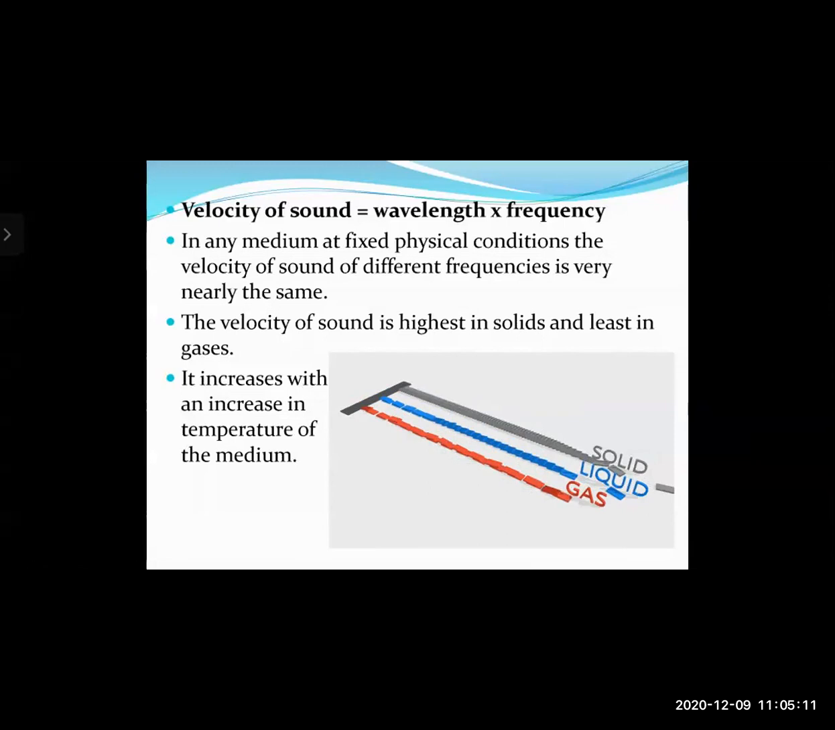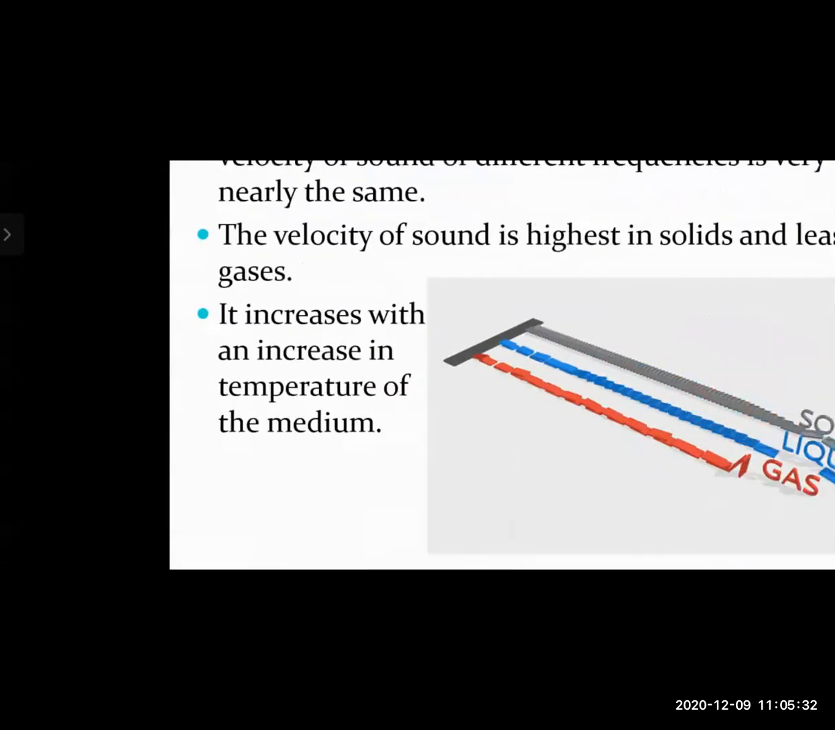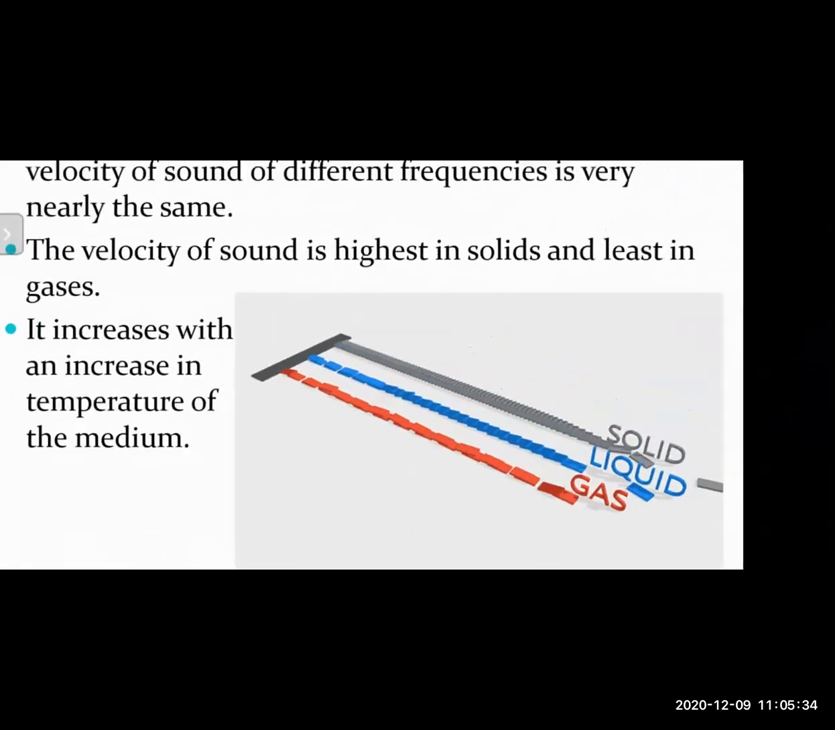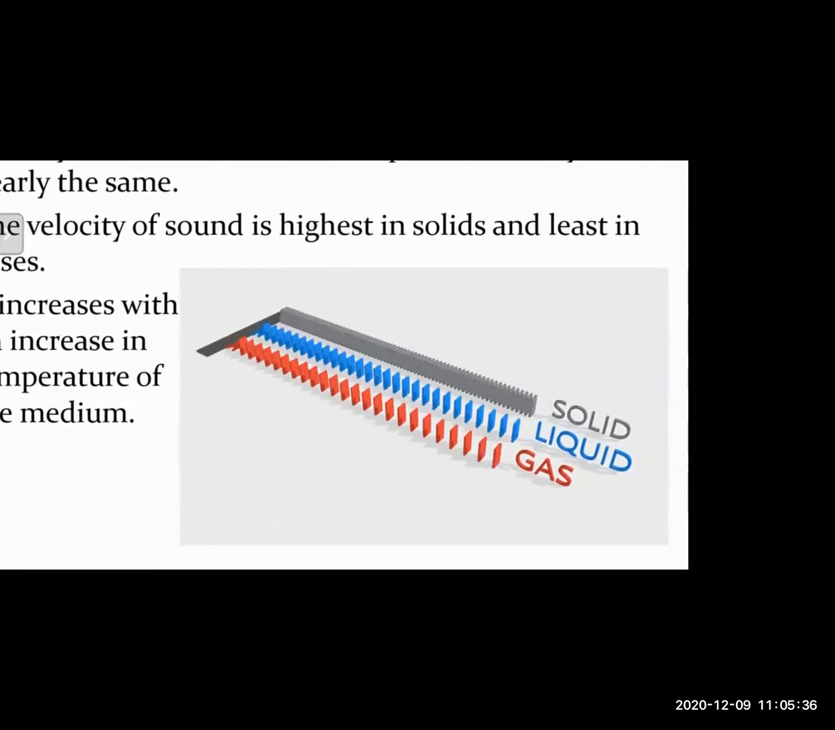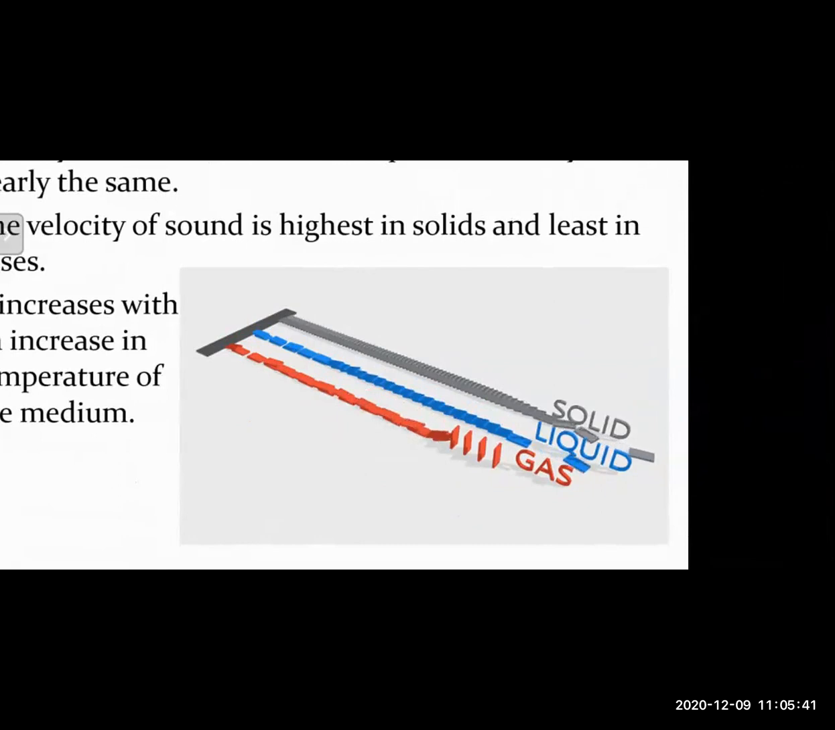Then the next important concept is the velocity of sound is highest in solids and least in gases. Yes, sound travels faster in solids, then a bit slower in liquids and slowest in gases. If you can see the diagram here, it is just a simple representation of how sound will travel. You can see the wave going faster in the solid, a bit slower in liquids, the blue one, and the slowest, the red one, in the gas. So that's exactly the way it is.